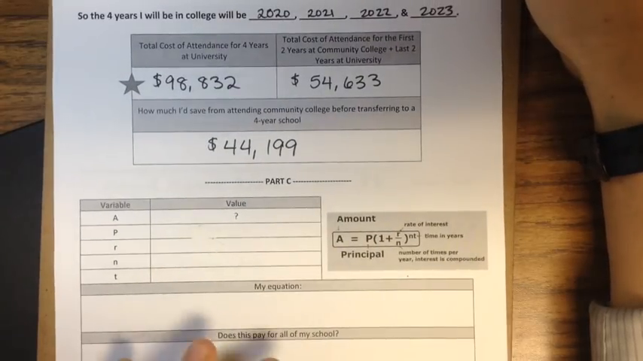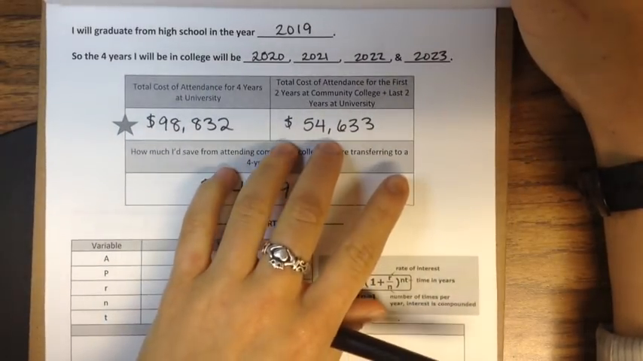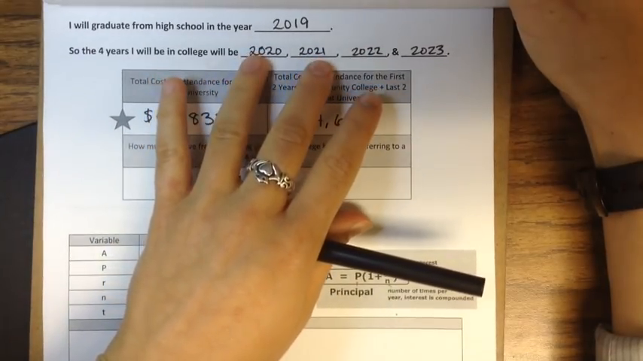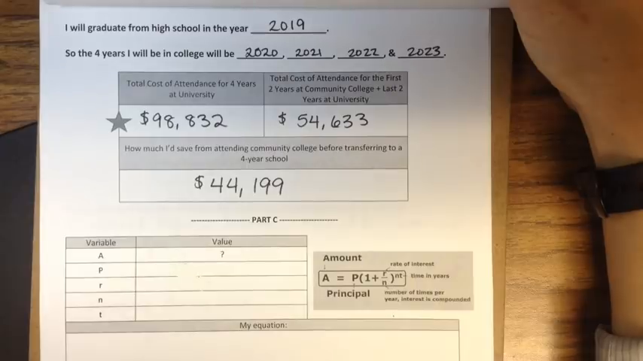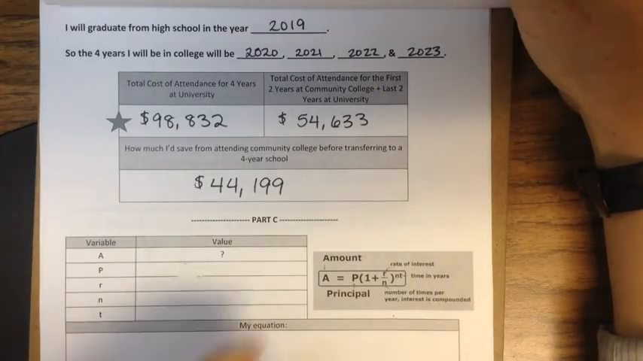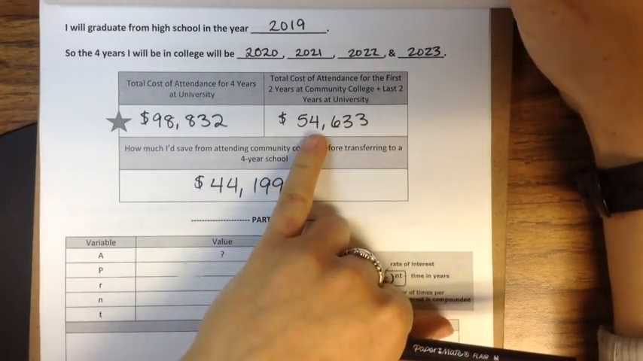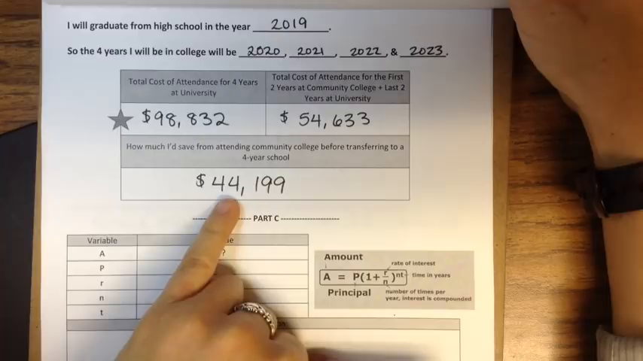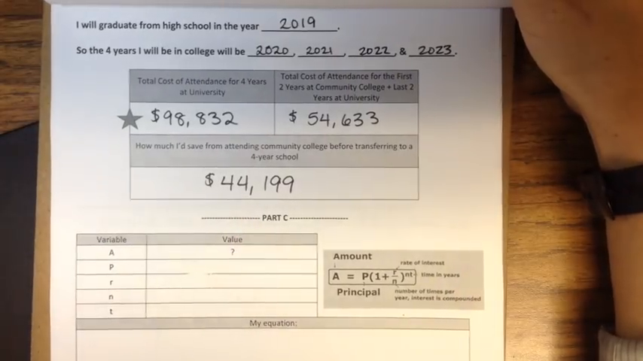$98,832. Now, if I spent the first 2 years at Northlake College, so these 2 off of the Northlake College chart, and these 2 off UW Whitewater as if I transferred there, it would only cost me $54,633 to attend 2 years at community college and 2 years at university, saving me $44,199. That's a huge cost savings. That's the benefit of attending a community college before a 4-year university.